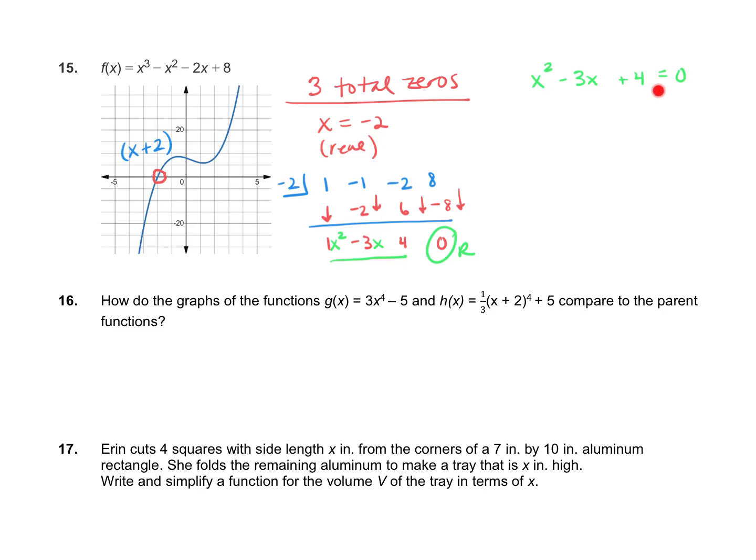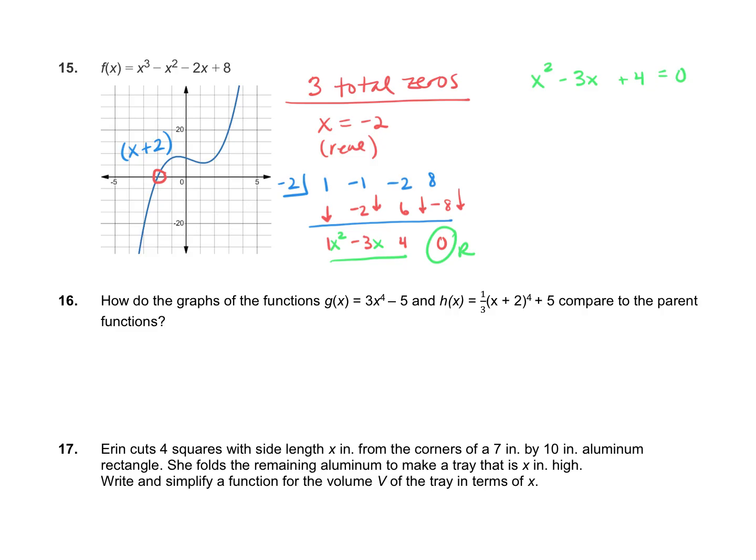So we could, at this point, think about factoring. Are there factors of 4 that add up to -3? Honestly, because we didn't see any other real zeros, I know that I'm going to have two complex zeros, which means we're going to have i, and that's going to come from square rooting a negative number. So this won't be factorable. We're going to do our quadratic formula with this.